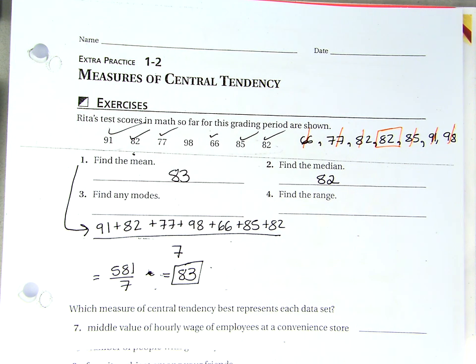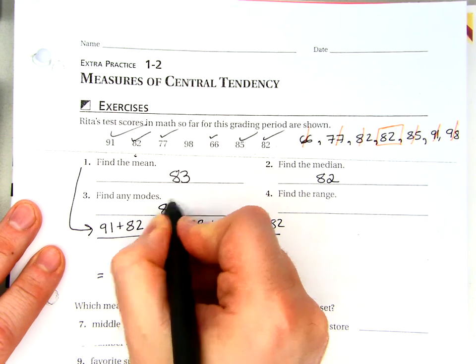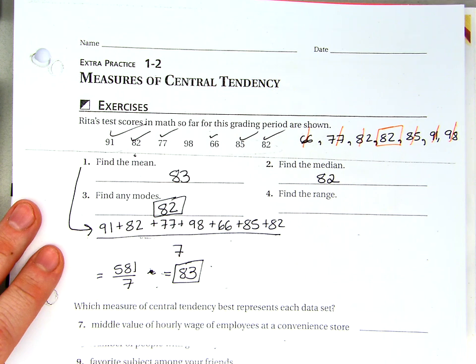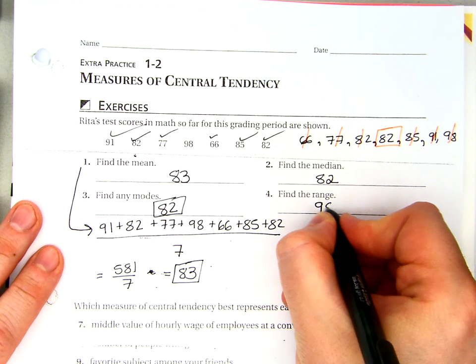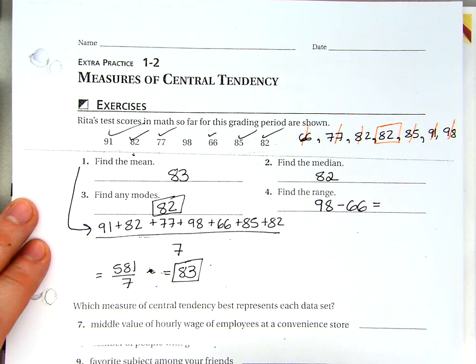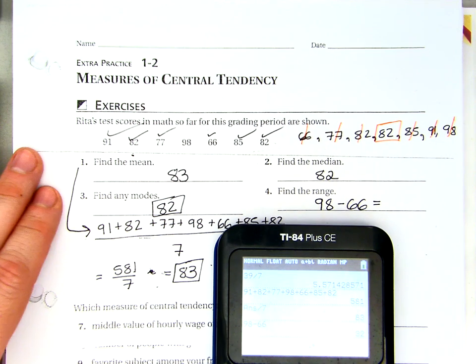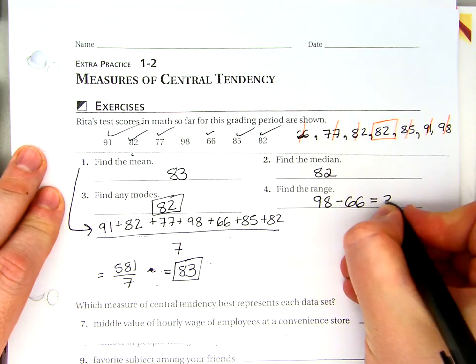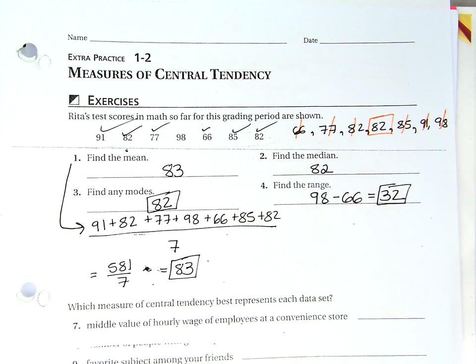The mode, the number that showed up the most often, 82, because that showed up twice. The range, we need to do the subtraction problem, 98 minus 66. And when you go to the calculator and type that in, you're going to get 32 for your answer there. The range is 32.